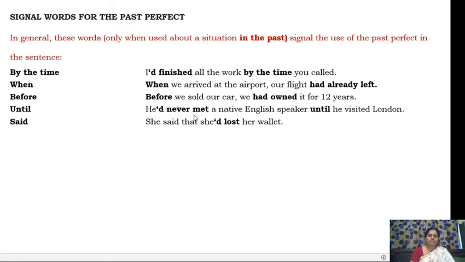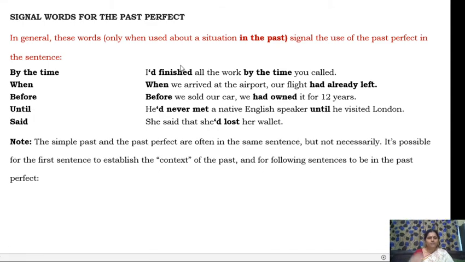I had never met a native English speaker until he visited London. She said that she had lost her wallet. Some of the signal words which you can find in these sentences are framed in past perfect tense. The simple past and past perfect are often in the same sentence, but not necessarily.